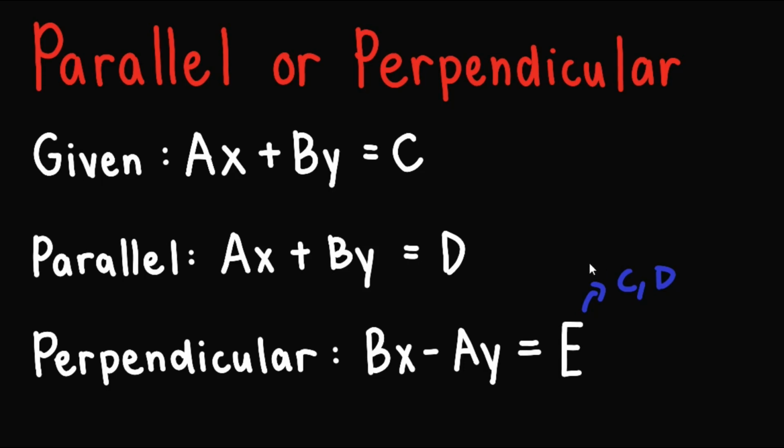So observe here that a line parallel to this has a similar form on the left side of the equation, but with a different value on the right side. For the perpendicular one, take note that the coefficients of x and y switch, with the sign changing. So those are the key points that you need to remember in applying this trick.